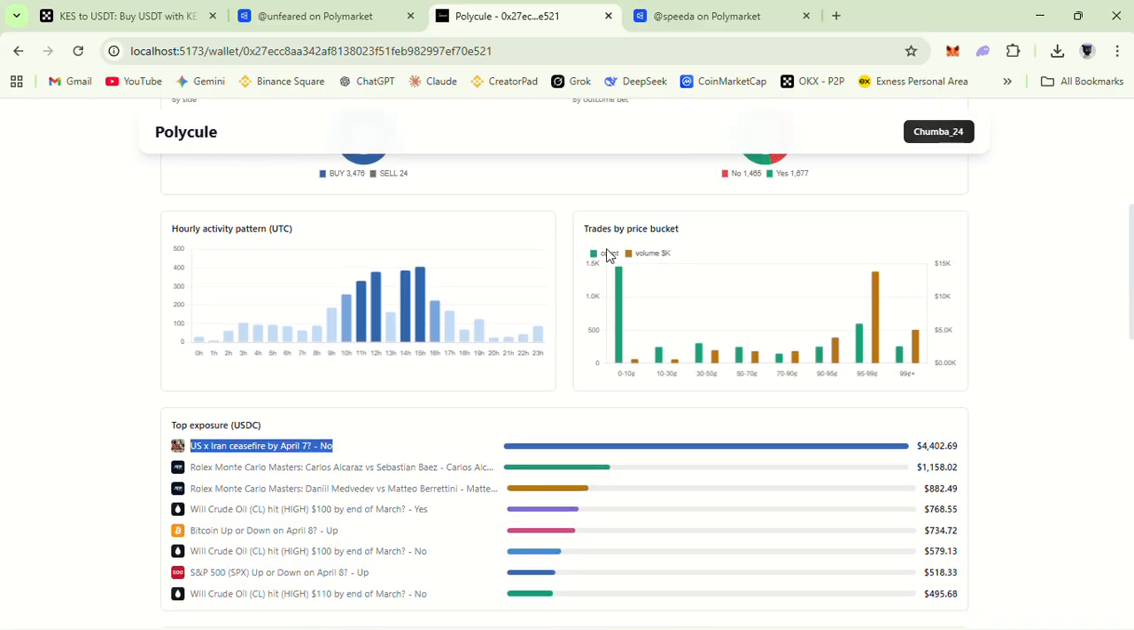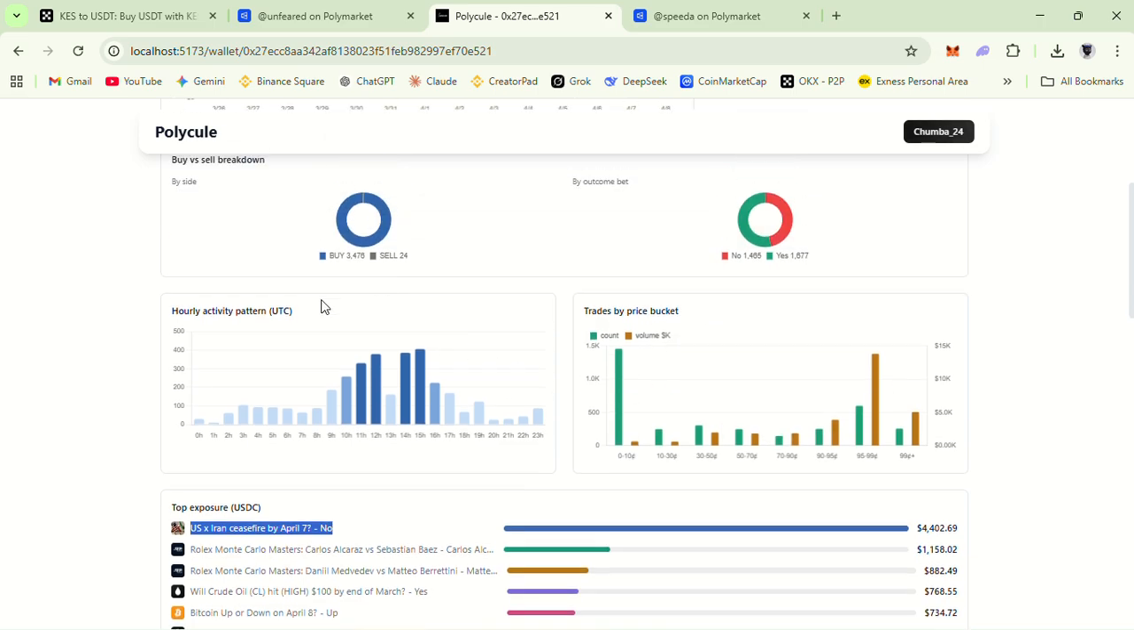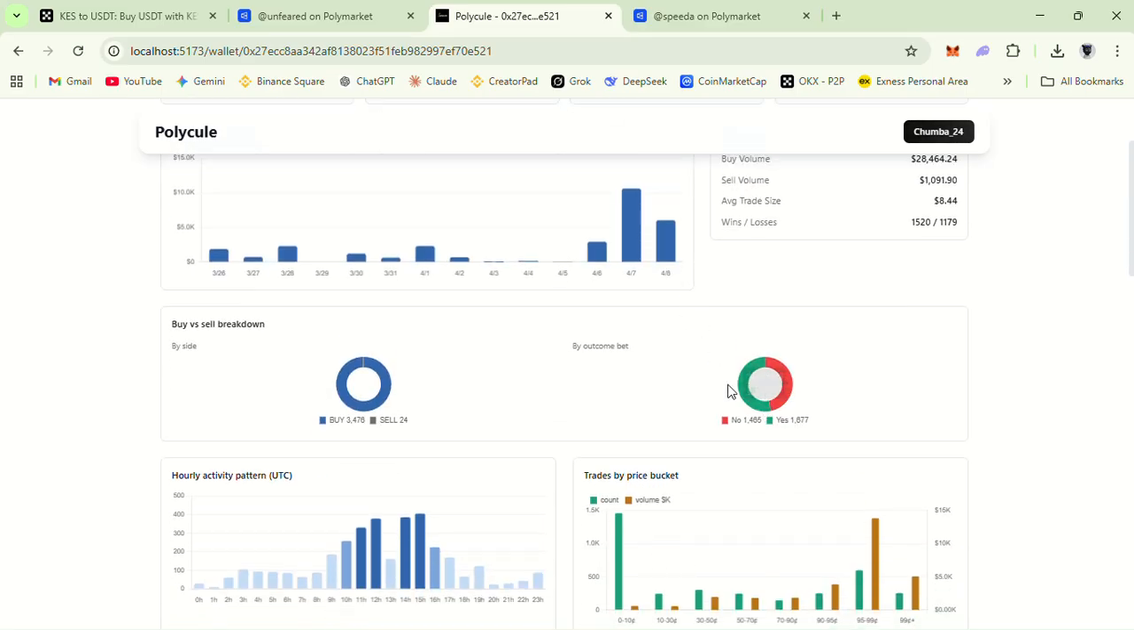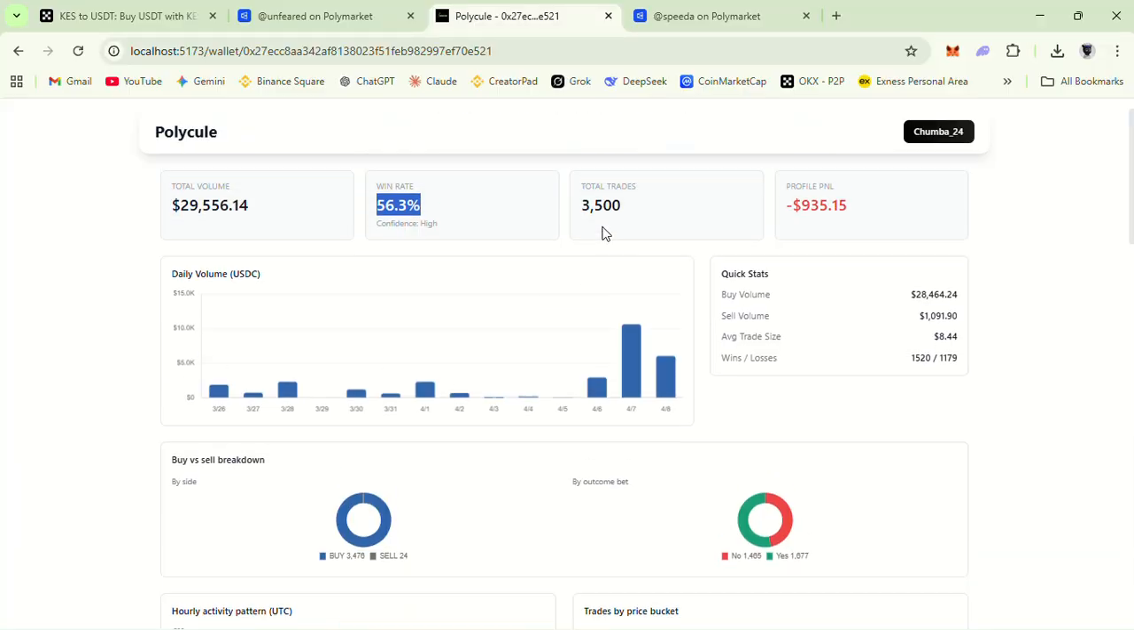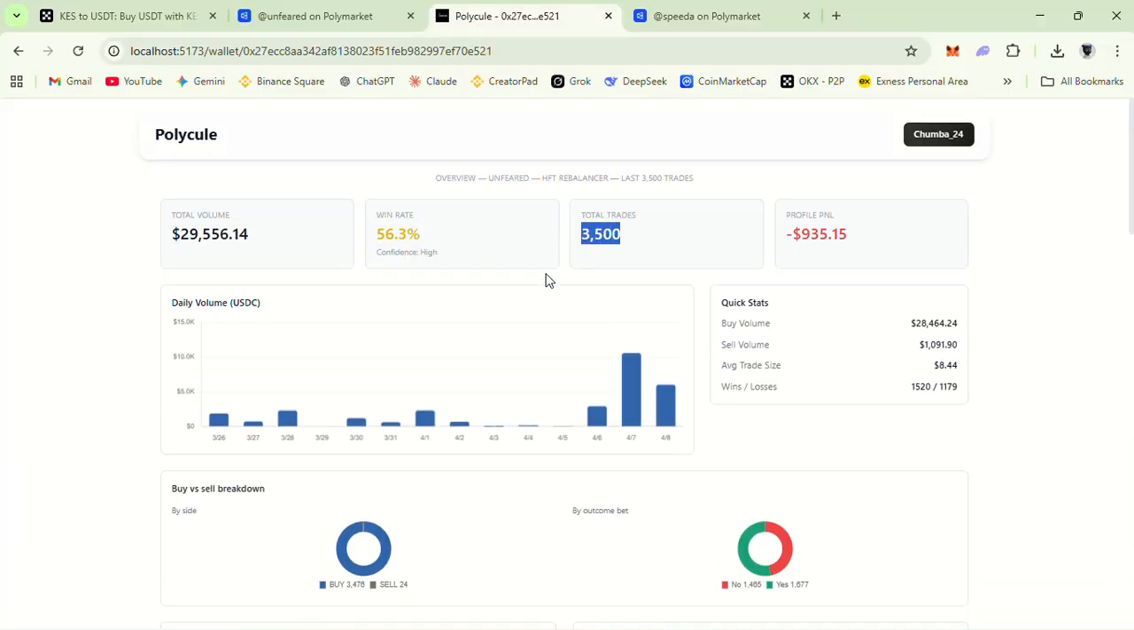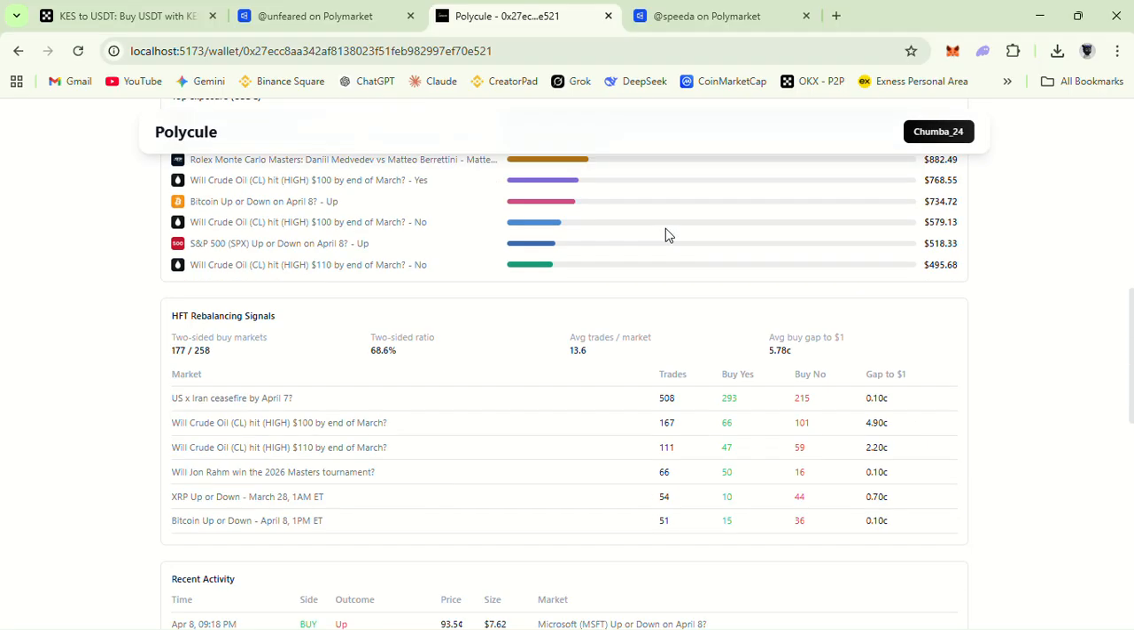You can see how the person trades, the activity, and even the hourly pattern of this person. So you can see most of the time when he is trading. You can even analyze by bet outcomes, PNL, and even win rates. Then the number of trades, you can see he has done like 3,500, but he has done a lot of trades, so it will pick maybe the last 3,500 to analyze, something like that.